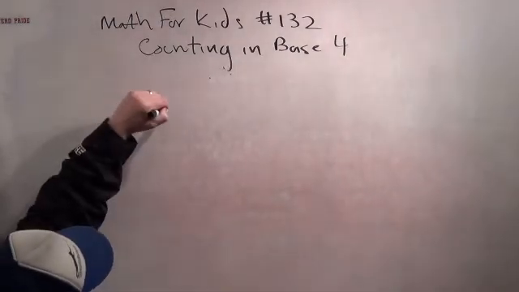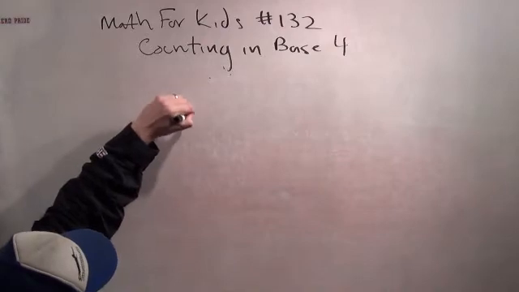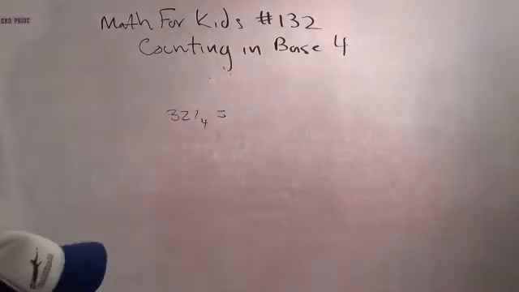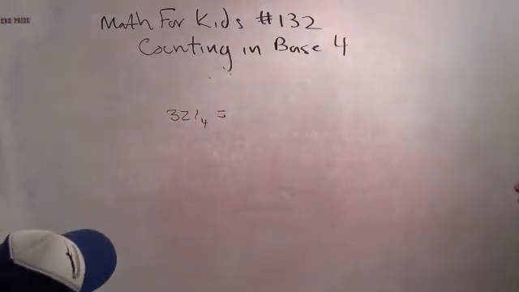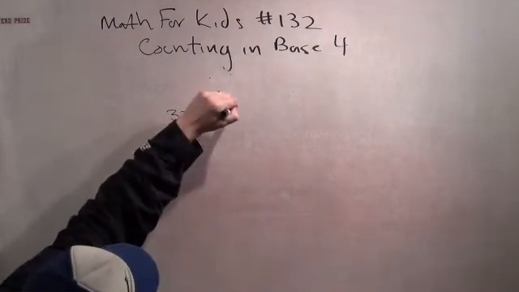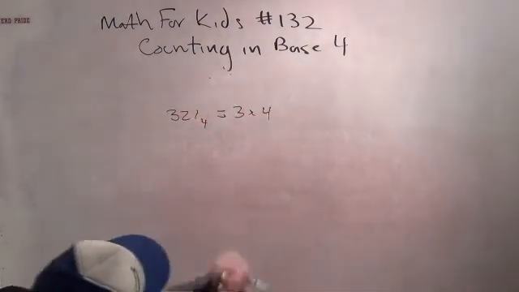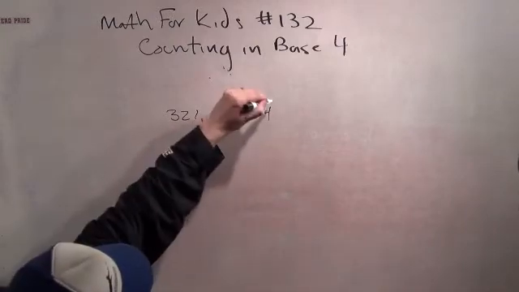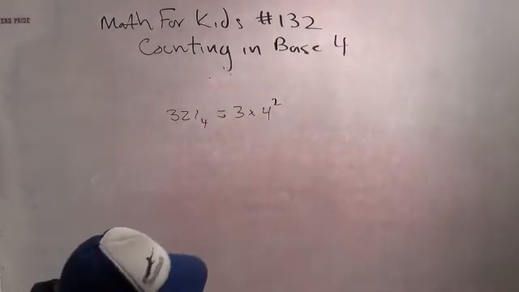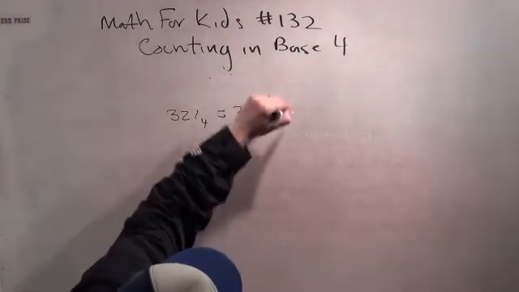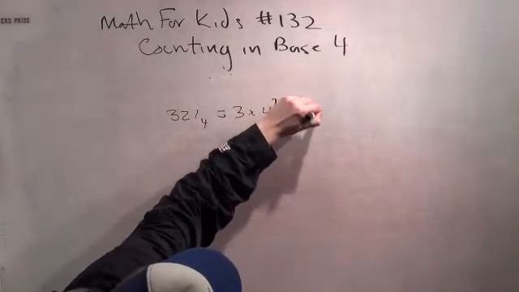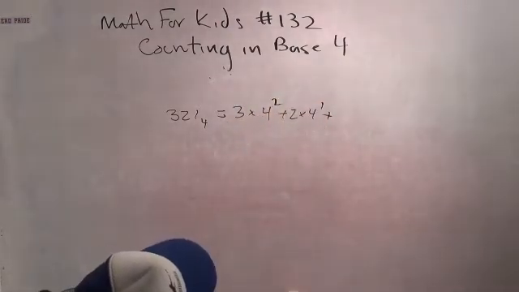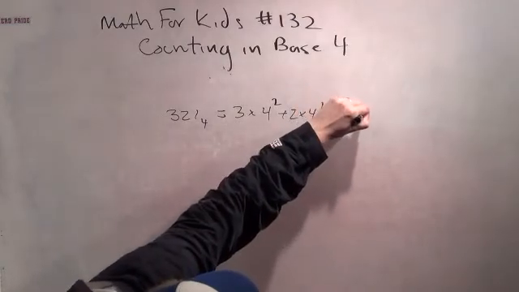If I wrote the number 321 in base 4, what does that mean? It means 3 times 4 squared, plus 2 times 4 to the 1, plus 1 times 4 to the 0.